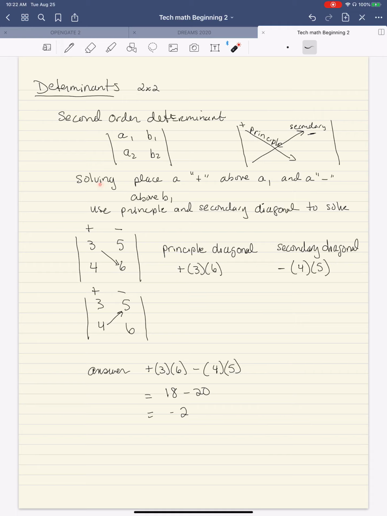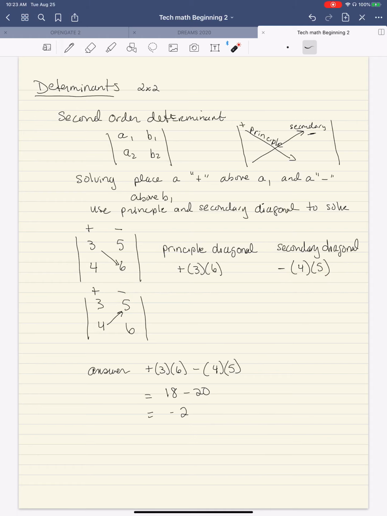So solving, place a positive above A1 and a negative above B1. That's what I did here. Plus, minus, or if you look at this one here, plus, minus. Then you're going to use the principal and secondary diagonals to solve. So the principal diagonal, again, these are multiplied. Positive 3 times 6 and a negative for the secondary, negative 4 times 5. So the negative comes from here.